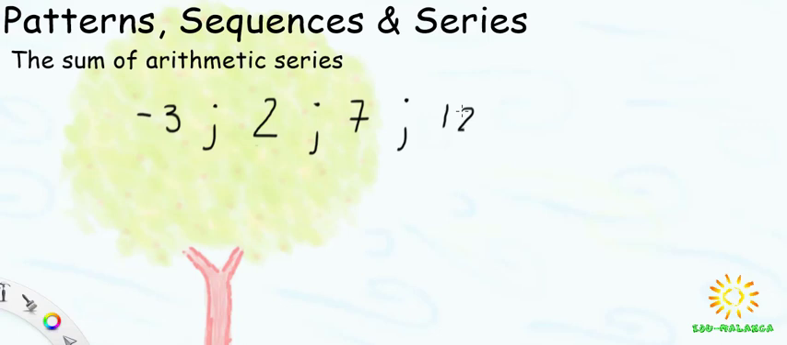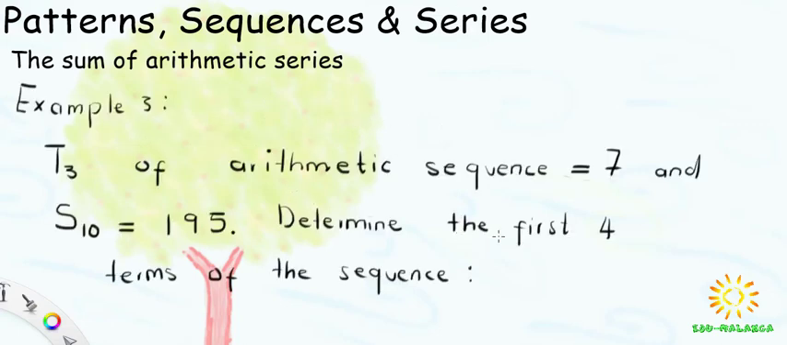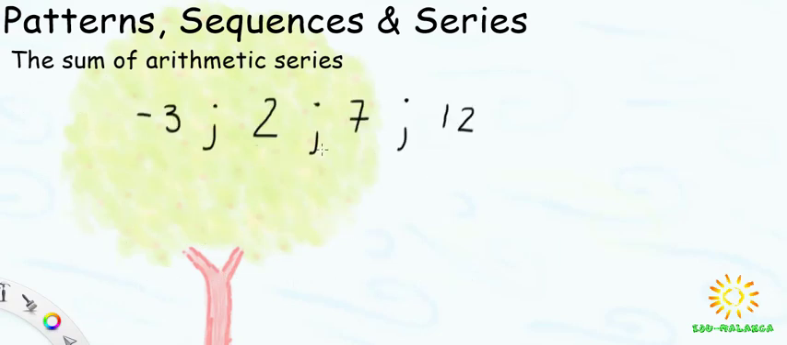And we've just solved the question that asked us to find the first 4 terms of the sequence, where term number 3 is equal to 7, and the sum of the first 10 terms is equal to 195. I hope you were able to follow and understand what we're doing in the video. I hope you understand why we used simultaneous equations, and that when you find a question like this in your exams, you'll be able to solve it.